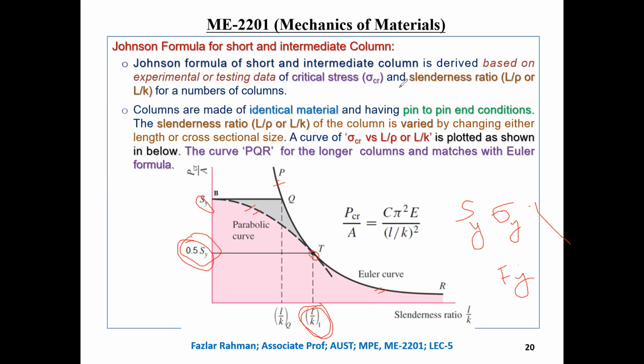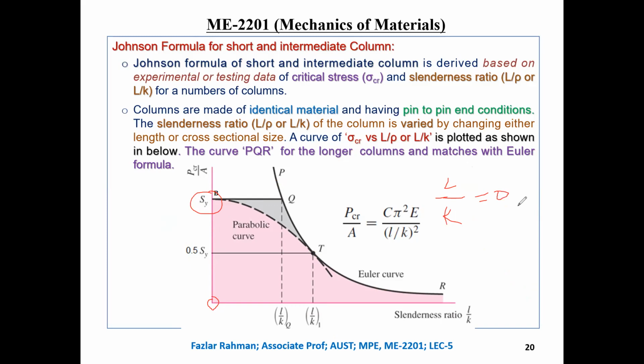So if you look at point B, what is L by rho? It is 0. If L by K, or L by rho, equals 0, then the column takes the load sigma Y. So from this graph we are getting two conditions. For point B, L by K or L by rho, whatever you say, equals 0, and sigma critical becomes sigma Y.